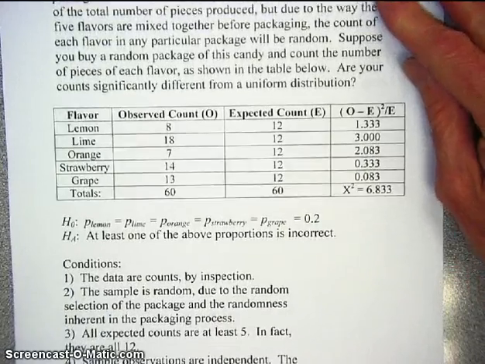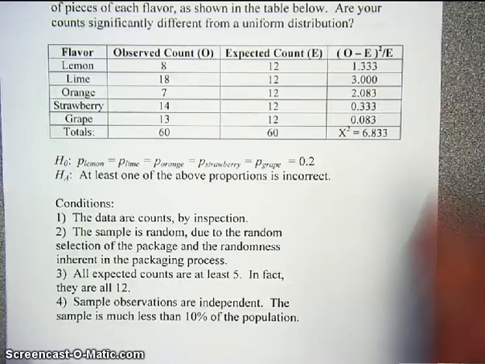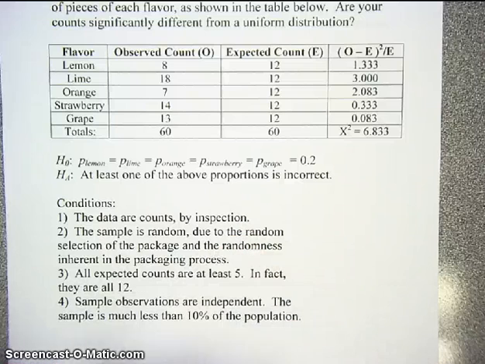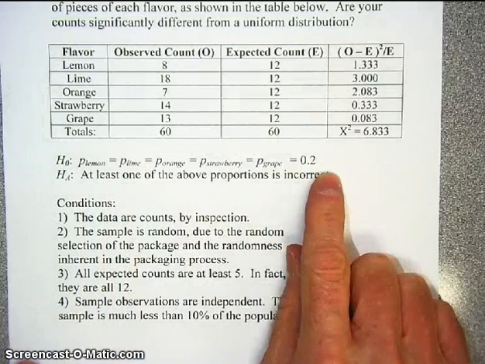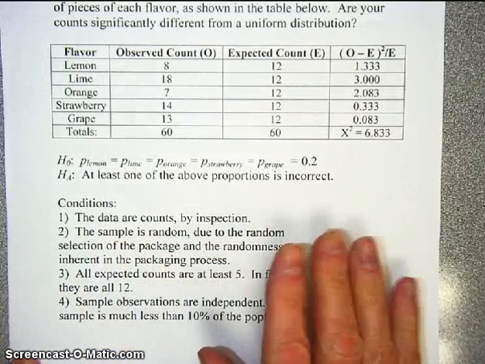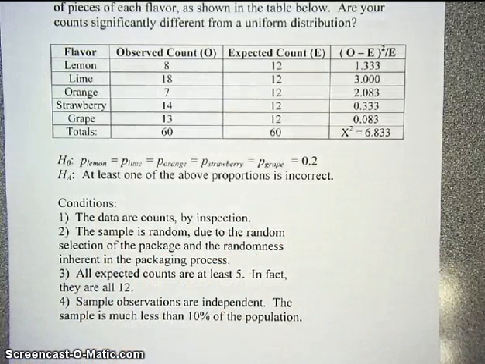Now, the hypotheses that apply in this case are the null, that the proportion of lemon, lime, orange, strawberry, and grape candies is equal to 0.2. They're all equal to 0.2. The alternative is that at least one of these proportions is incorrect. This isn't what they call a multi-sided alternative. It's fairly open-ended. The null hypothesis could be wrong in any way. Perhaps 2 of these proportions are incorrect and the others are all right. Maybe they're all wrong. We don't know, but the alternative would encompass all of those possibilities.